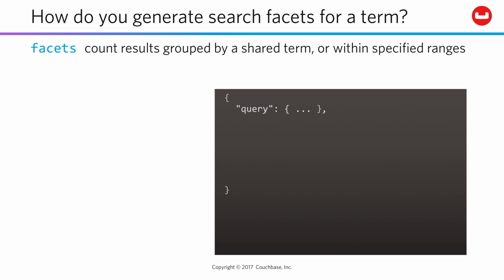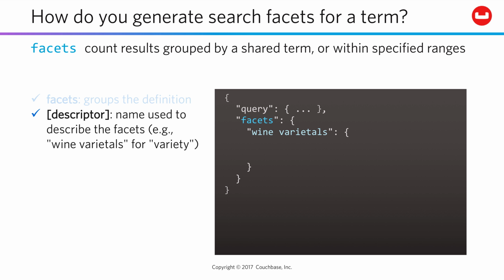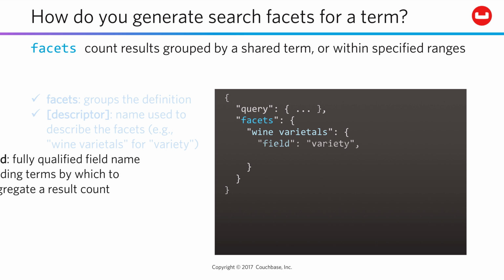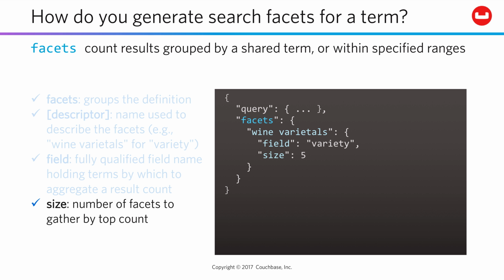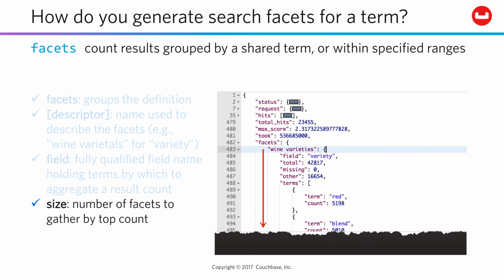Facets can be added to an existing search. The facets keyword groups the facet definition. Within this, you add your own label to describe the facets being generated, such as perhaps wine varietals for facets being generated from the variety field in wine product documents. You specify the target field to be faceted, and then you set the size for the facets, which is the number of facets to generate, and is treated as a top n limit. For example, a size of 5 would return the 5 target field values having the top 5 highest counts.